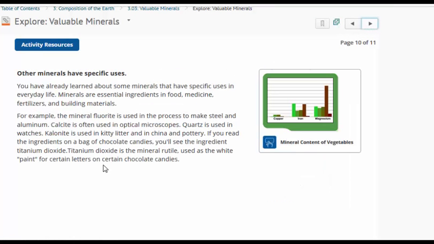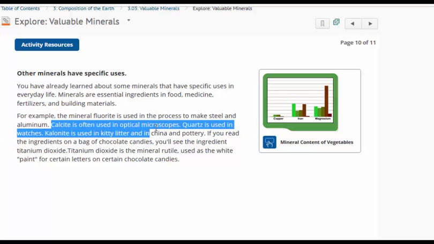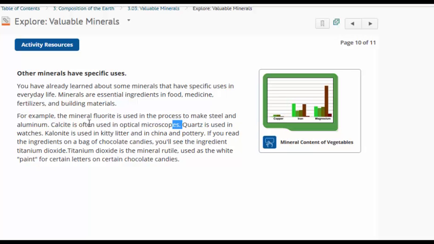There's other minerals that have specific uses. For example, fluorite is used to make steel and aluminum. Make sure you know that. Hint, hint. Fluorite is used to make steel and aluminum. Calcite is used in microscopes. Quartz is used in watches. And kaolinite, oh yeah, kitty litter. Hint, hint. Make sure you know that fluorite is used to make steel and aluminum.